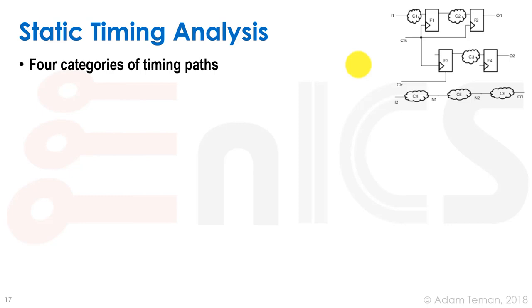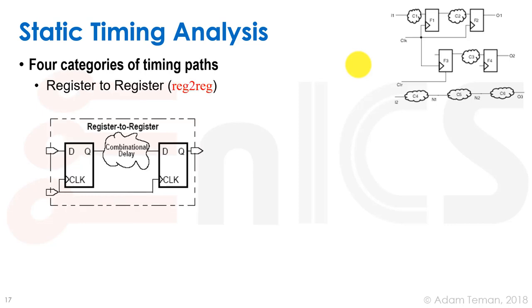In static timing analysis, we usually categorize our design into four categories of timing paths. So we have our basic paths that we discussed before, and you can see an illustration here that we'll use often in future slides. If we have the two flip-flops in our design, we know about the whole clock path, we see the start point and the end point and everything in our design, that's called a reg-to-reg path, register-to-register.